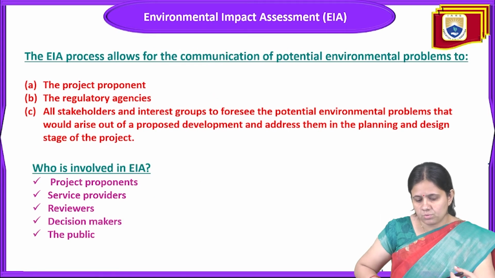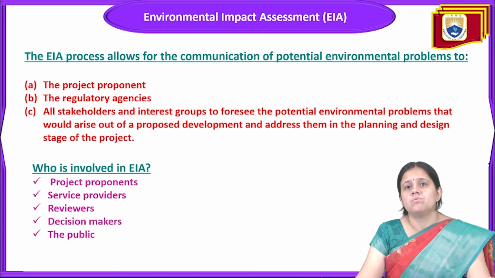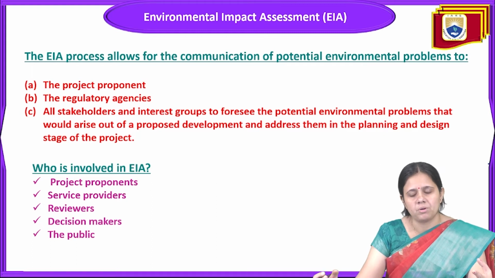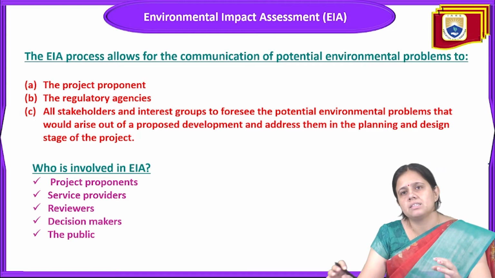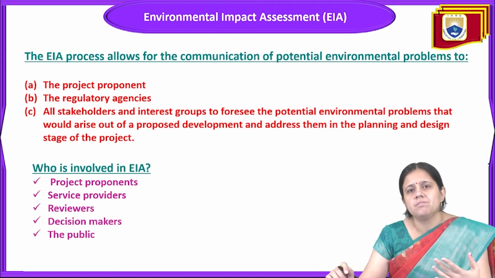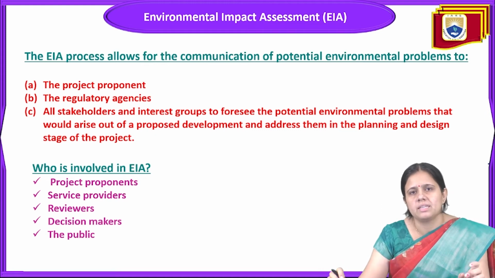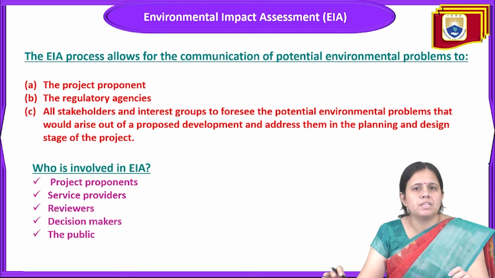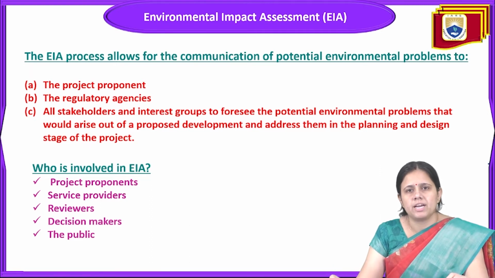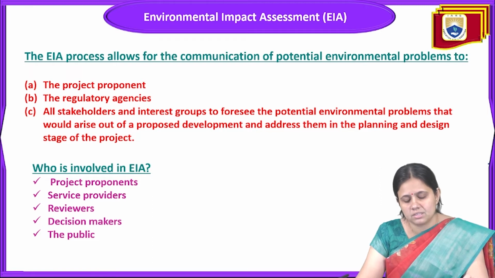Now comes the next point, that the EIA process allows the communication of potential environmental problems to the project proponent. So if that person finds that some environmental problem is there, they will inform the project proponent and the regulatory agencies about whatever impact is going to be there with the development of that project. And then all stakeholders and interest groups are informed of the potential environmental problems that would arise out of the proposed development and address them in the planning and design stage of the project.